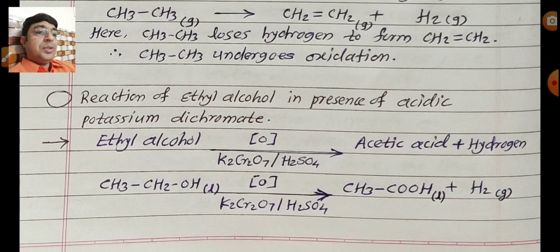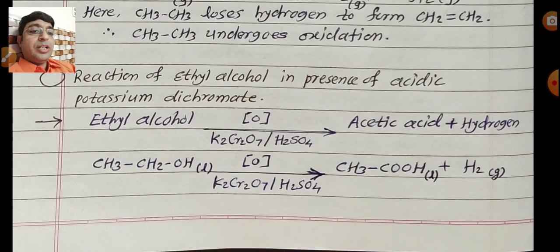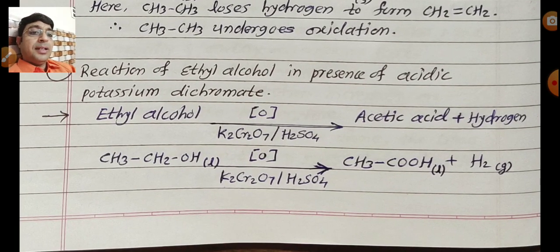Reaction of ethyl alcohol in the presence of acidic potassium dichromate. So how to write down the reaction? Ethyl alcohol, with the condition mentioned on the arrow, then to form acetic acid plus hydrogen. So in this way you write down the reaction for 2 marks.